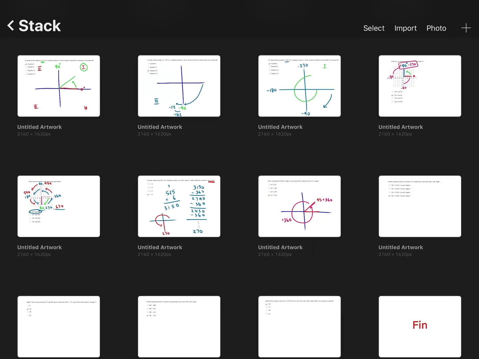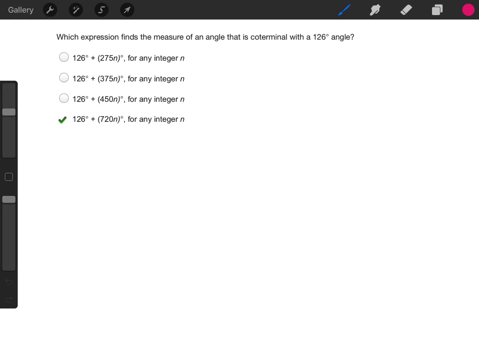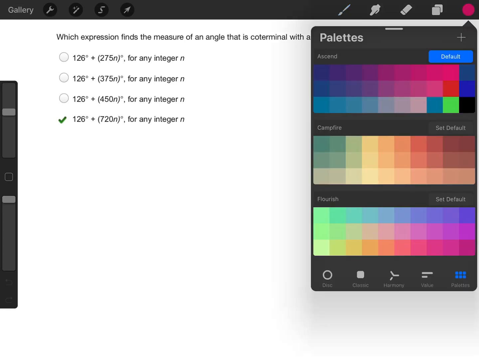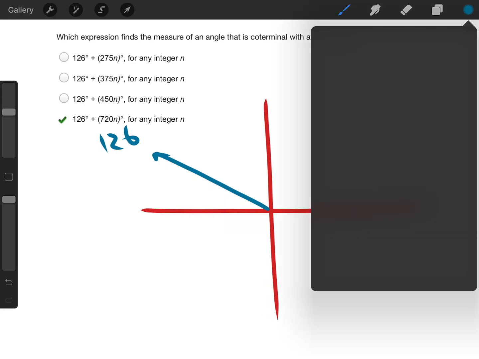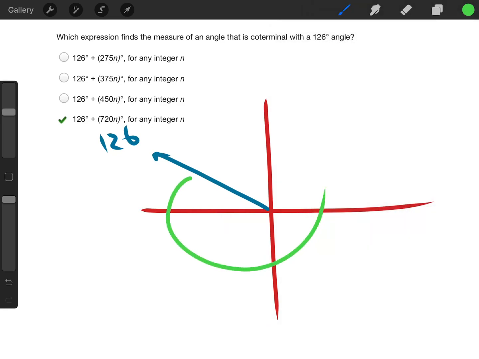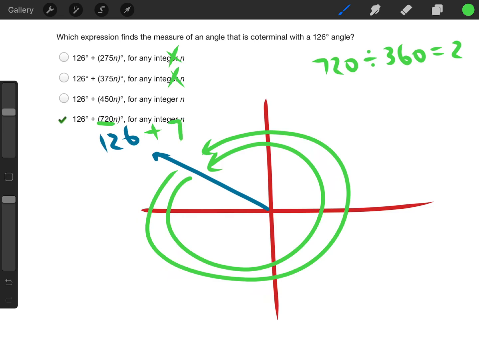Okay, let's go to the next one. Which expression finds the measure of an angle that's coterminal? Let's do the same thing again. This time it's 126 degrees. So 126 is going to be somewhere right here. I'm just making an estimate. The best way to express this is to add 360. Unfortunately, there's no 360, so not the first one, not the second one. But look at this, 720 is a multiple of 360. It's two times 360, which means two circles. So you can just say add 720. You're going to be right back to that line where the 126 degrees is.